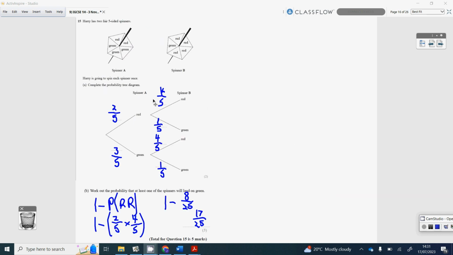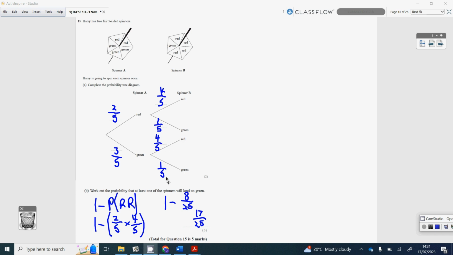Question 15. Now, with spinner A, we can see we've got 2 reds and 3 greens. So the probability of a red is 2 out of 5. Probability of a green is 3 out of 5. Spinner B, we've got 4 out of 5 being red, 1 out of 5 being green. So the probability of a red spinner, 4 out of 5, green, 1 out of 5. And then just repeat it down here. 4 out of 5, 1 out of 5.